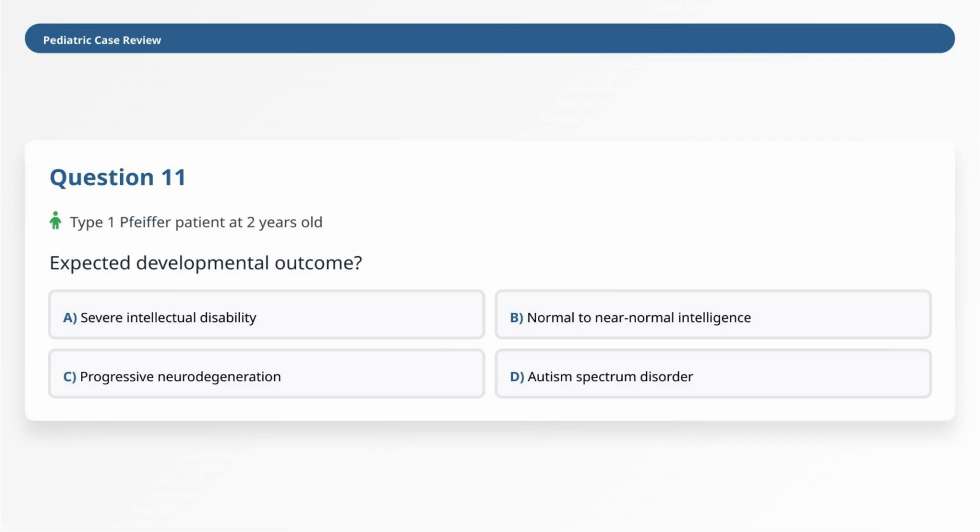Question 11. A 2-year-old child with type 1 Pfeiffer syndrome undergoes developmental assessment. The child has received appropriate surgical management for craniosynostosis. What developmental and intellectual outcome would you expect? Option A, severe intellectual disability. Option B, normal to near normal intelligence. Option C, progressive neurodegeneration. Option D, autism spectrum disorder.